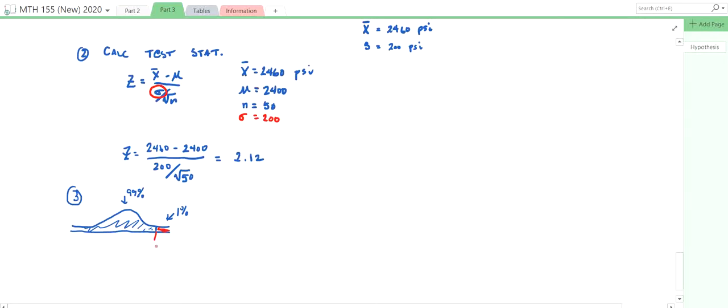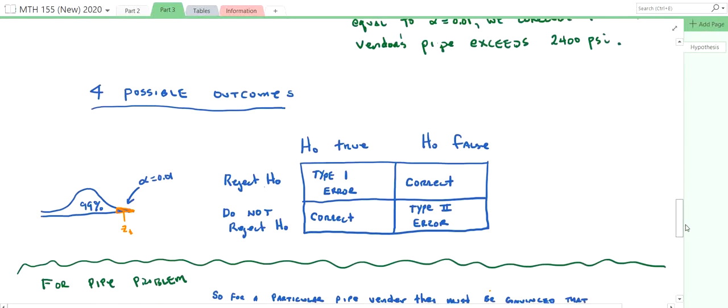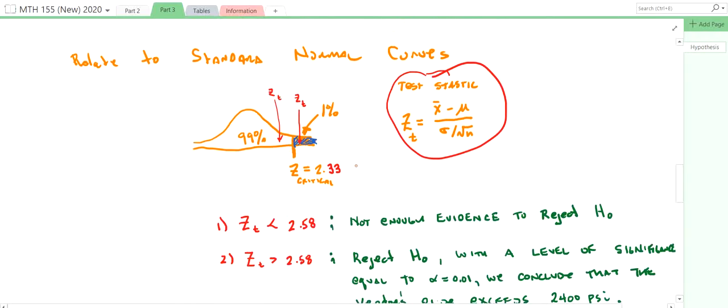If you go to the tables, so this is alpha equals 0.01. If you go to the tables for a 1% situation, you end up with a critical z value of 2.33. I think above I made a mistake and said 2.58, but I went ahead and corrected that here. So you might want to go back if you wrote that in your notes. This is not 2.58, it's 2.33.